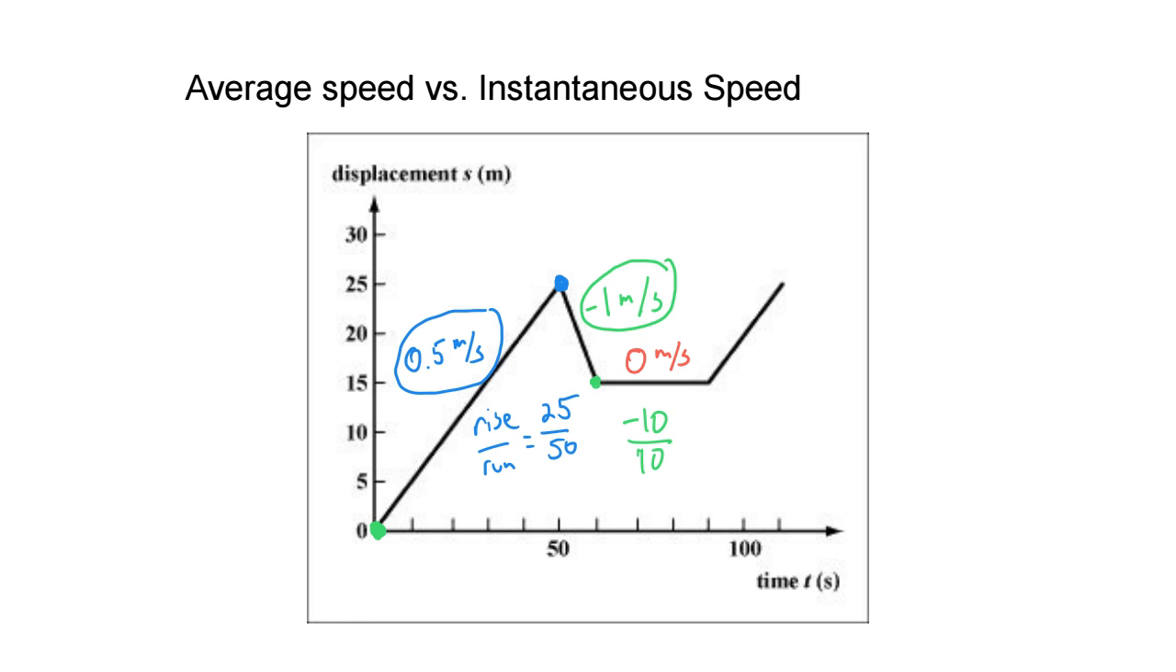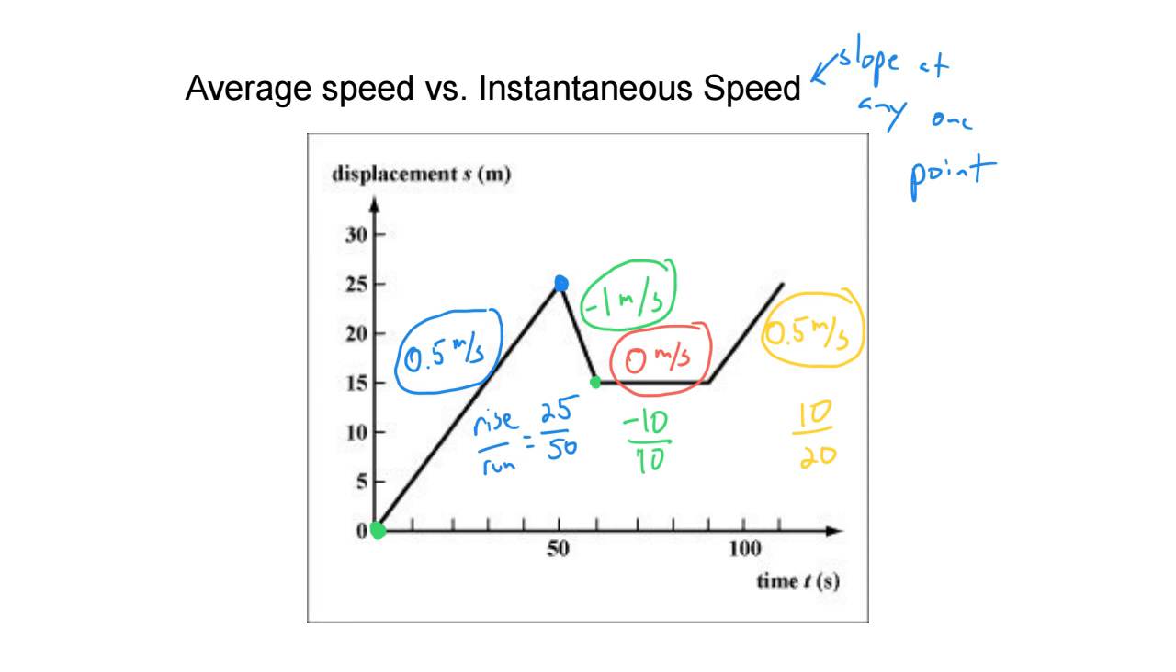And then this section here, our rise goes from 15 back to 25. So we rise 10, we run 20. So it's back to having a 0.5 meters per second instantaneous speed. So instantaneous speed is the slope at any one point.